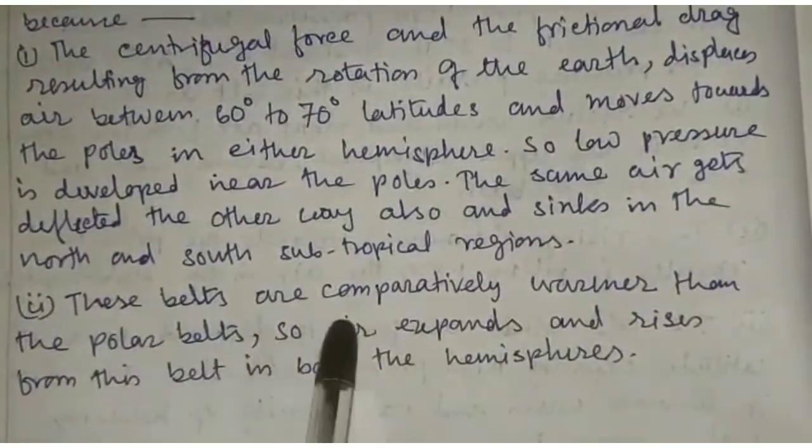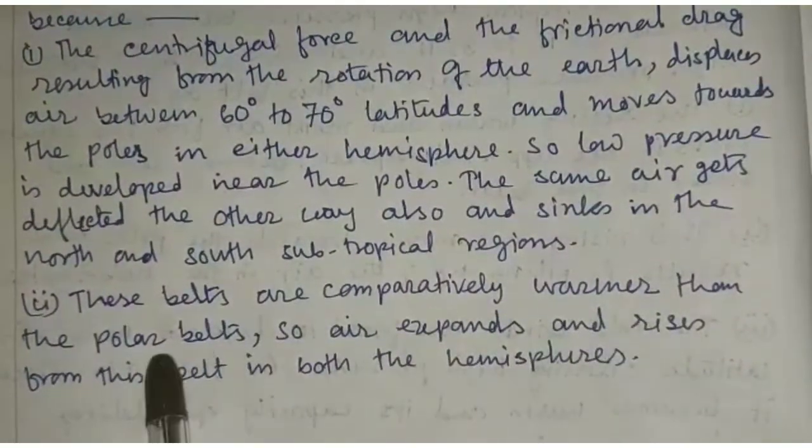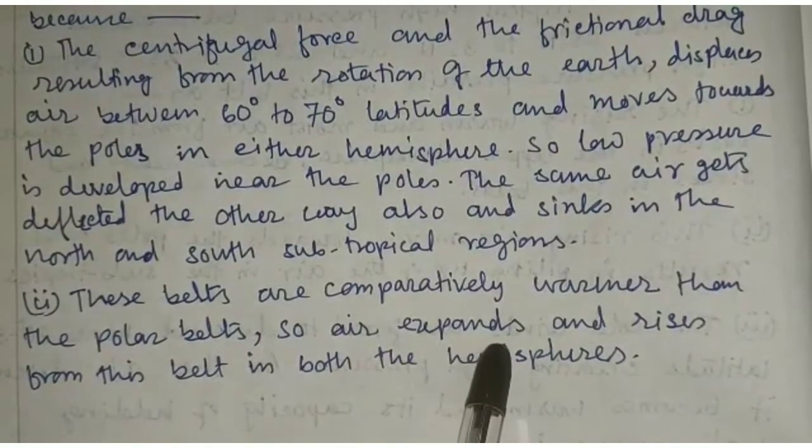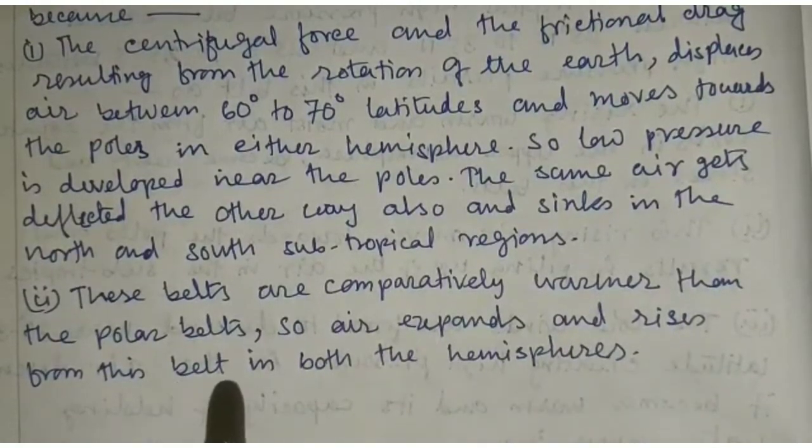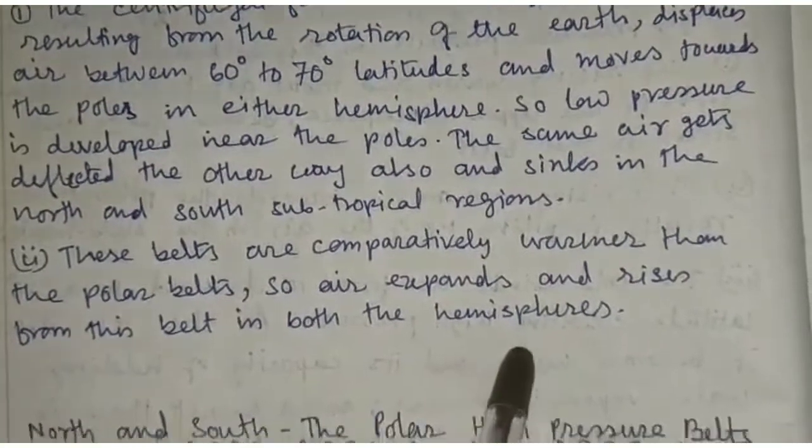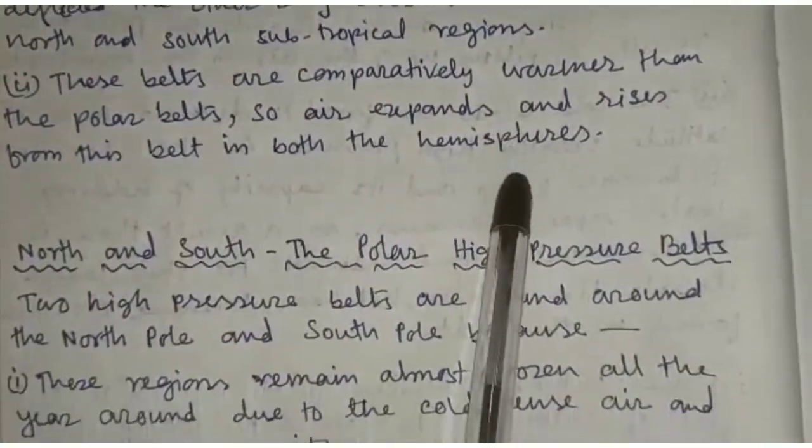Number 2, these belts are comparatively warmer than the polar belt. So air expands and rises from the belt in both of the hemispheres. Next point, north and south.